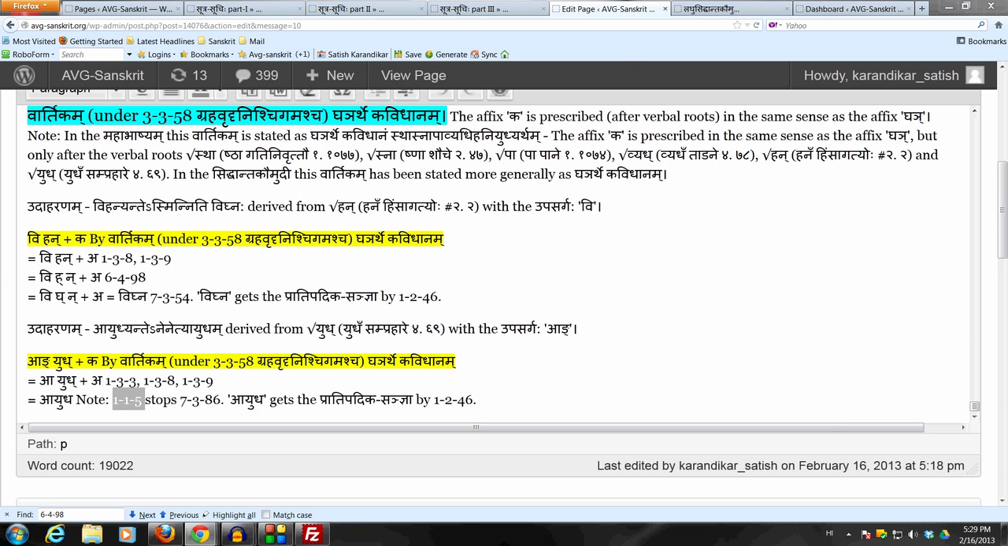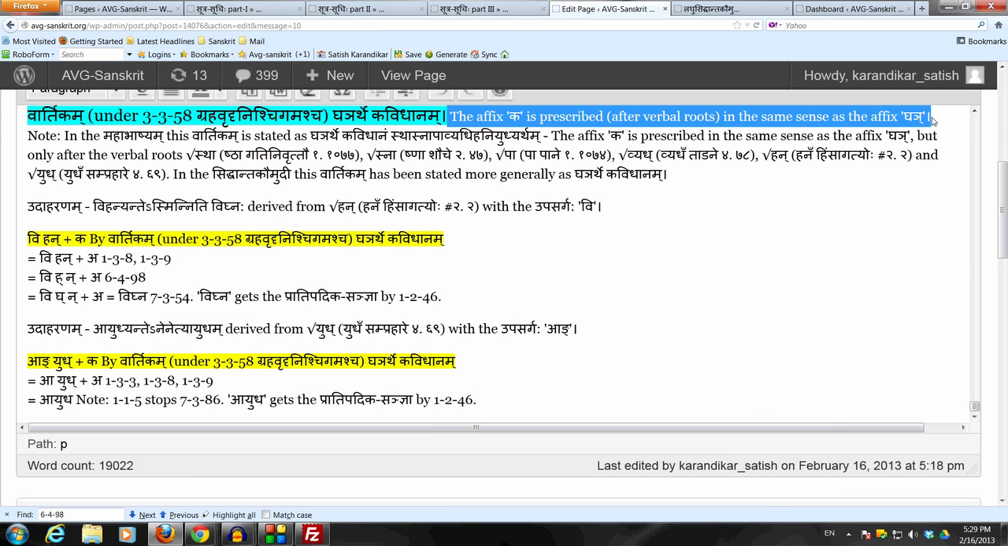So this is why this vartikam is important. So we can justify forms such as Vighnaha and Ayudham, which should not have been possible by using the affix ghai. So we need this affix ka to justify these forms which are seen in the language.